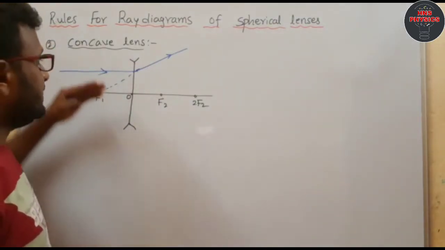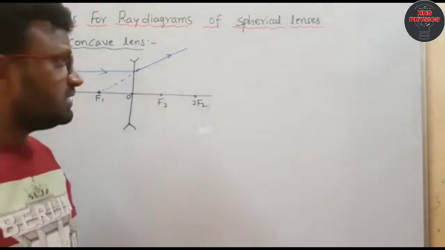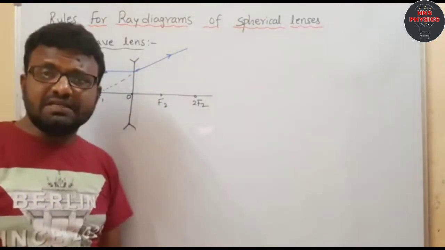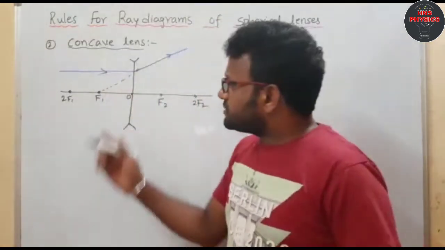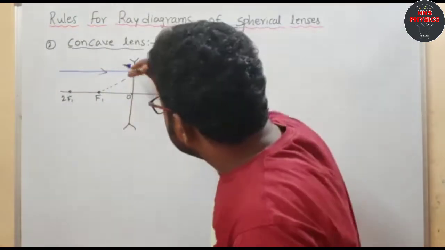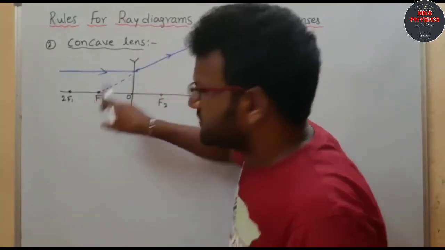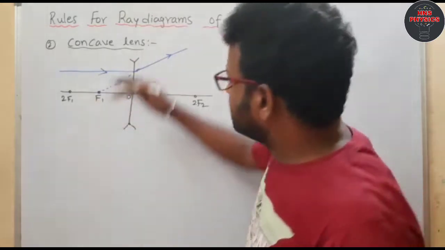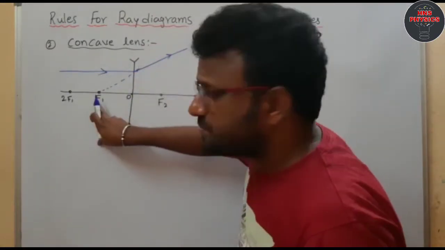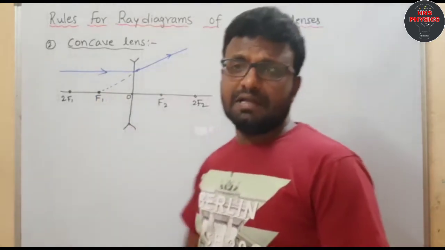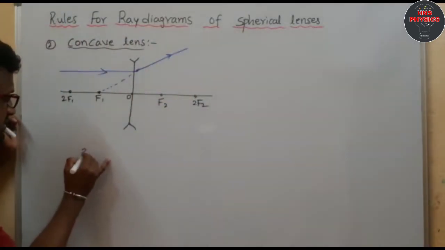So once again listen, if any ray of light passes parallel to the principal axis, after the refraction, the refracted ray appears to diverge from the first principal focus of the lens. The ray appears diverging from the first principal focus of the lens. So this is the first rule. Next come to the second rule.